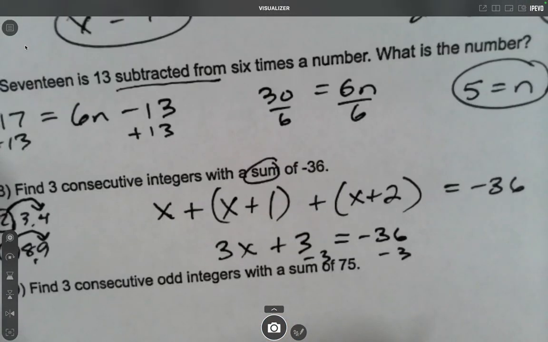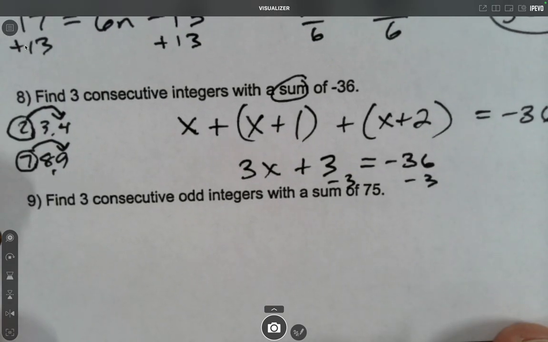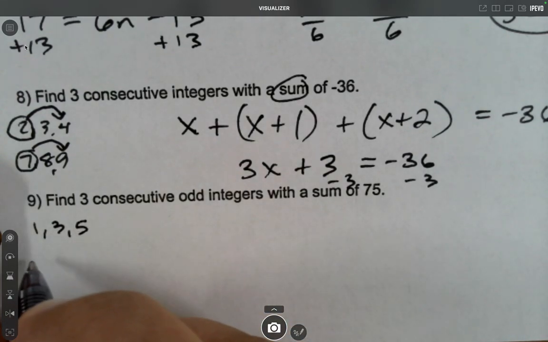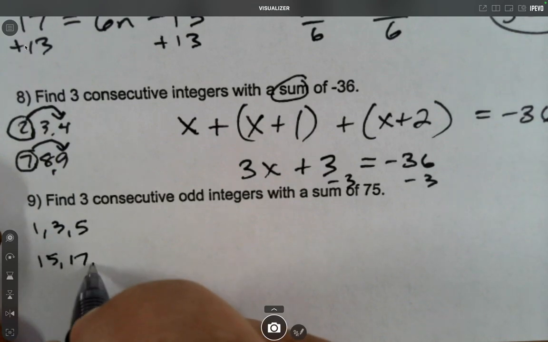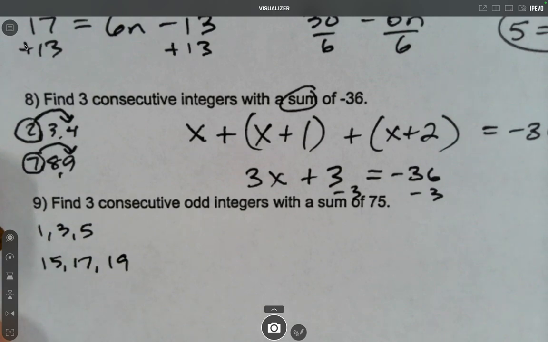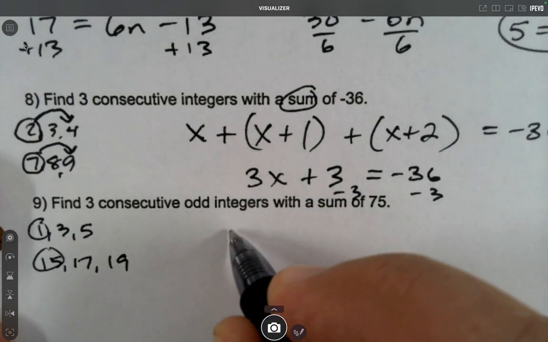Okay, 9 is very similar, but this says find 3 consecutive odd integers. So they're still in a row like the others, but they're odd. So that could be like 1, 3, 5, or 15, 17, 19. Those are both examples of 3 consecutive odd integers. So we're going to use a very similar pattern to what we did last time. We're going to start with the smallest number. We don't know what it is. We'll just call it x.